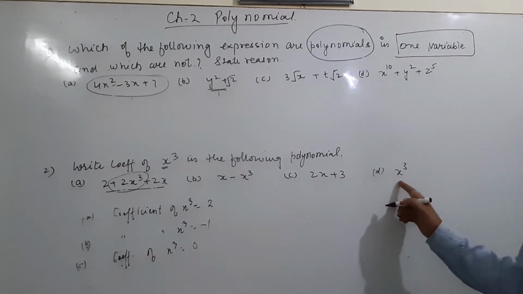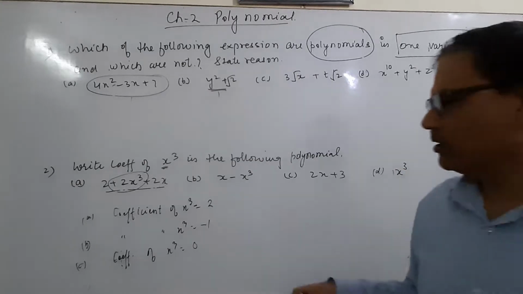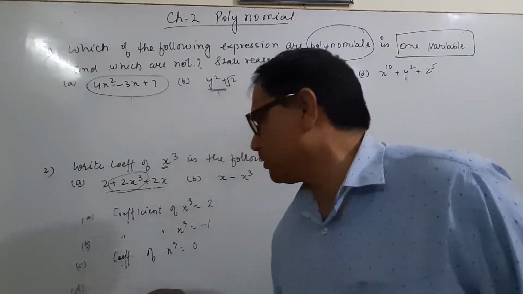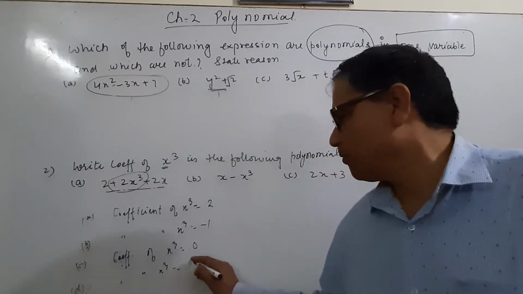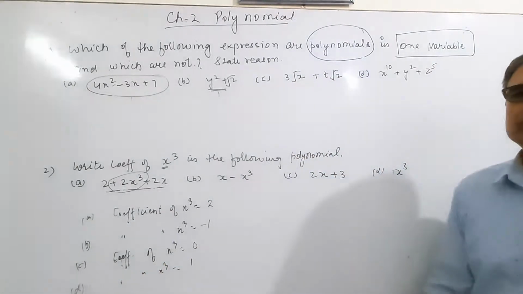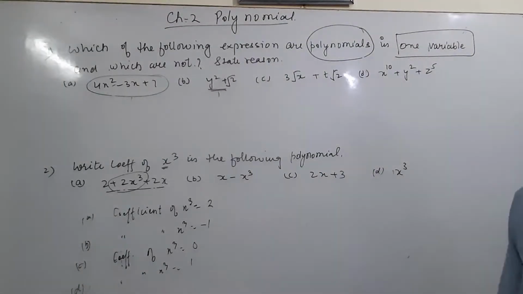And now in the last part, x cube. Here is only one term. What is the coefficient of the x term? It is only 1. D has only one term. Therefore, the coefficient of x cube is 1. In this way, we can find out the coefficient of any variable.